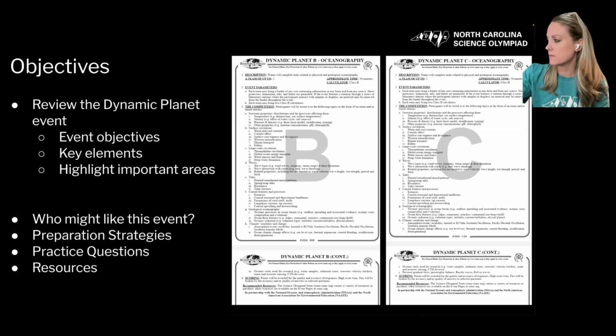This is a Division BC event, so you'll notice that there are two sets of rules, one for Division B middle school and one for Division C high school. When you look at them side by side, they're very similar. They're actually identical until you get to the end. You'll notice there's an additional content row for Division C. But other than that, they're identical for Division B and Division C.